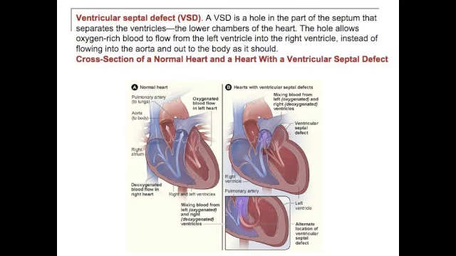Ventricular septal defect, or VSD, is a hole in the part of the septum that separates the ventricles, the lower chambers of the heart. The hole allows oxygen-rich blood to flow from the left ventricle into the right ventricle instead of flowing into the aorta and out of the body as it should. So here we see a cross-section of a normal heart and a heart with ventricular septal defect.